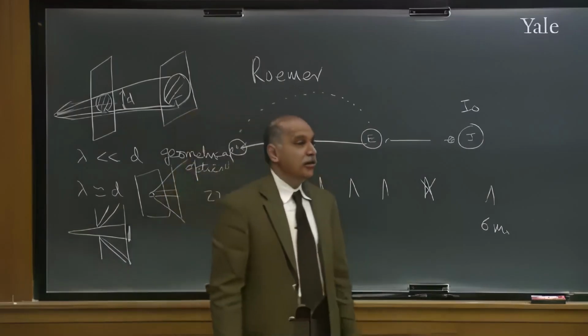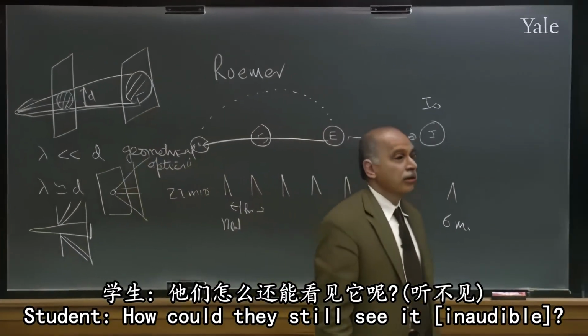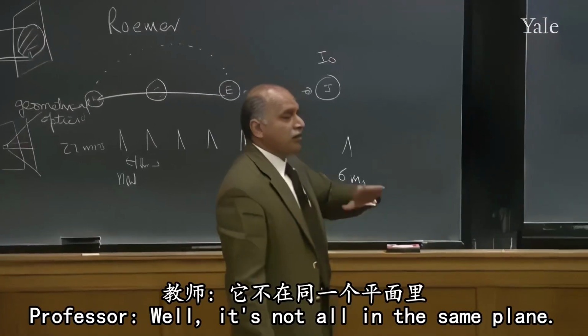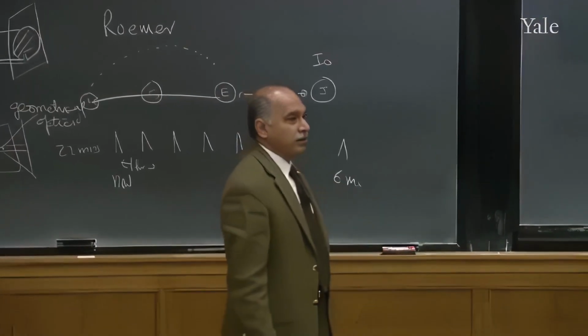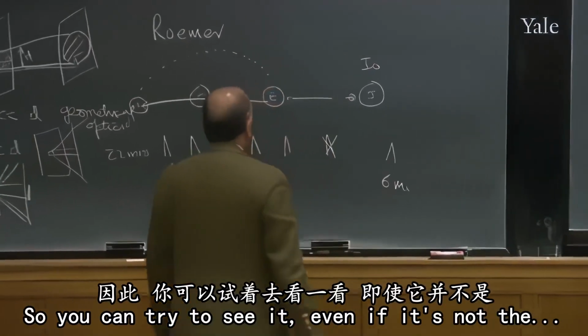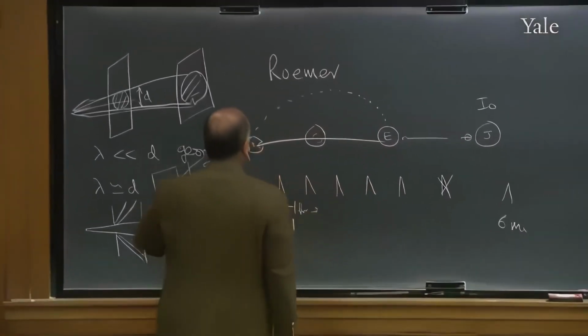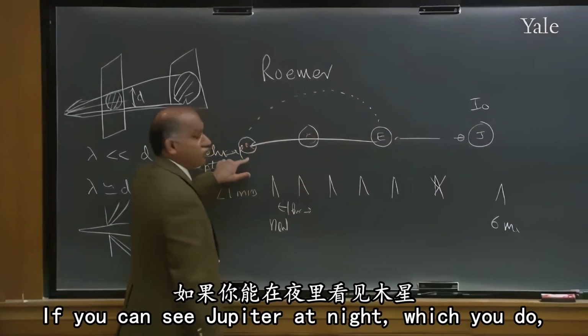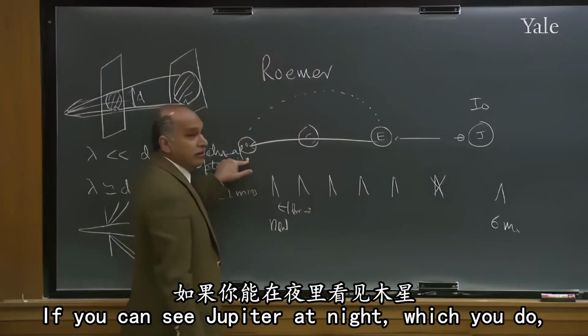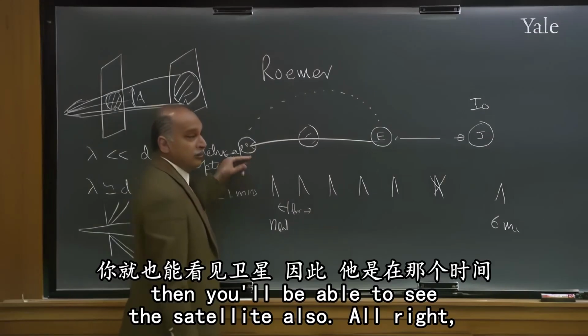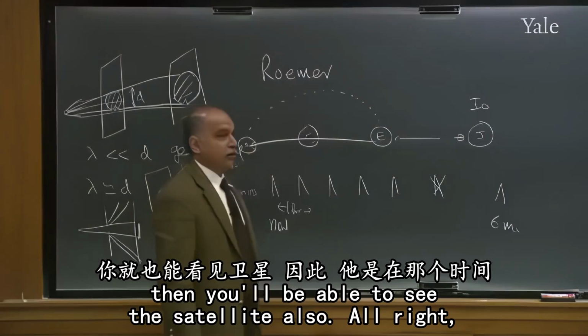Yes? How could they still see it when they understand the sun in relation to it? Well, it's not all in the same plane. Oh, okay. Okay, so you can try to see it even if it's not in the... If you can see Jupiter at night, which you do, then you'll be able to see the satellite also.